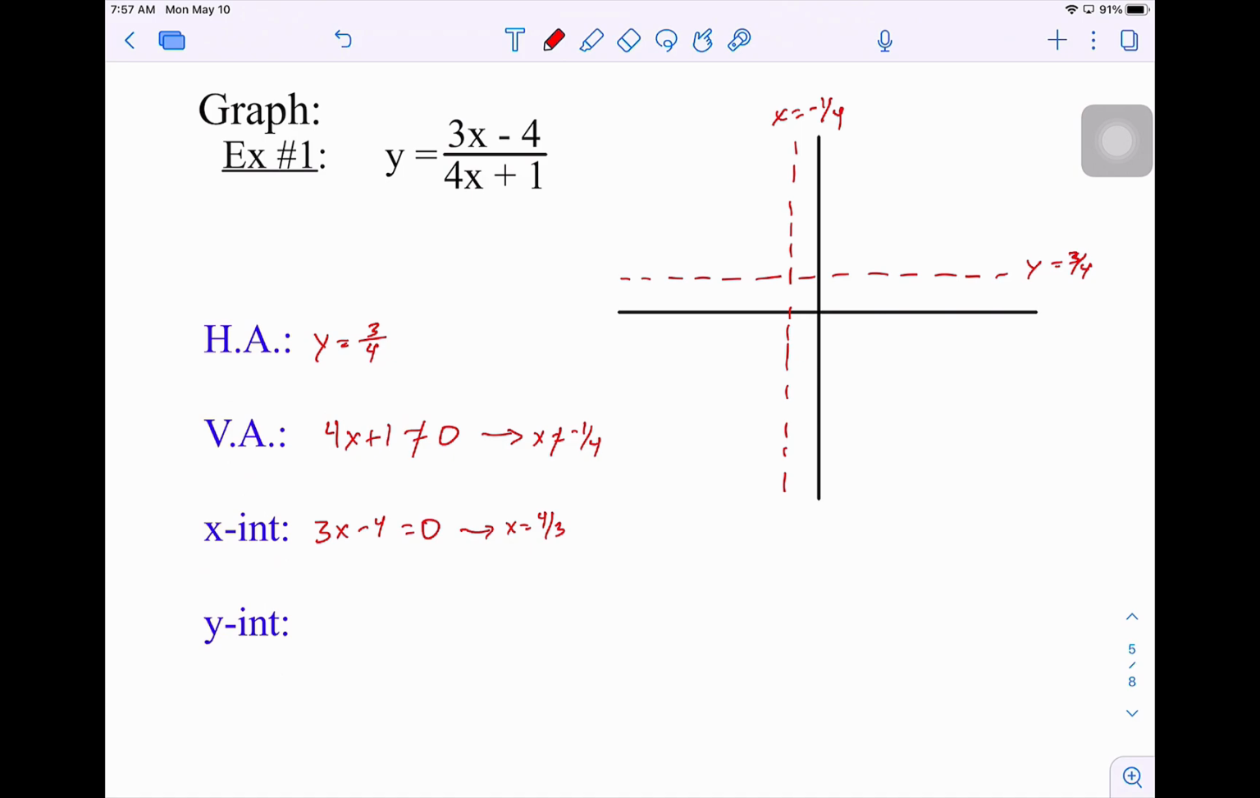Which means you have the point 4/3 comma 0. There's your x-intercept. That's where the graph is crossing the x-axis. Which means we'll approximate this again as well. Let's say we're approximately right here. There's my x-intercept.